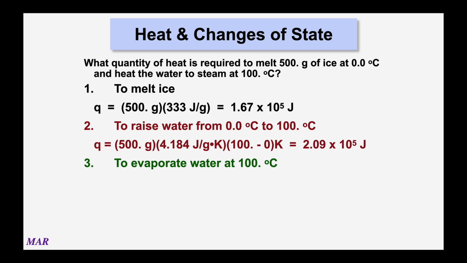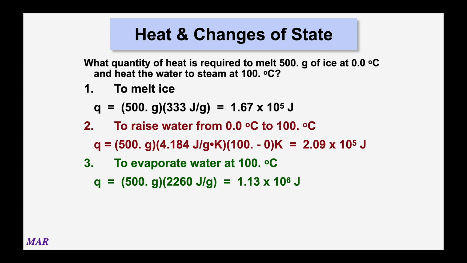Notice that the energy required to heat the water is about equal to the energy required to melt the ice. Kind of interesting. The final part here, we're going to take our liquid water at 100 degrees and turn it into a gas at 100 degrees. And that's where that 2260 number comes in. We have 500 grams of water, 2260 joules to turn 1 gram of liquid water into a gas, 3 sig figs, 1.13 times 10 to the 6 joules.